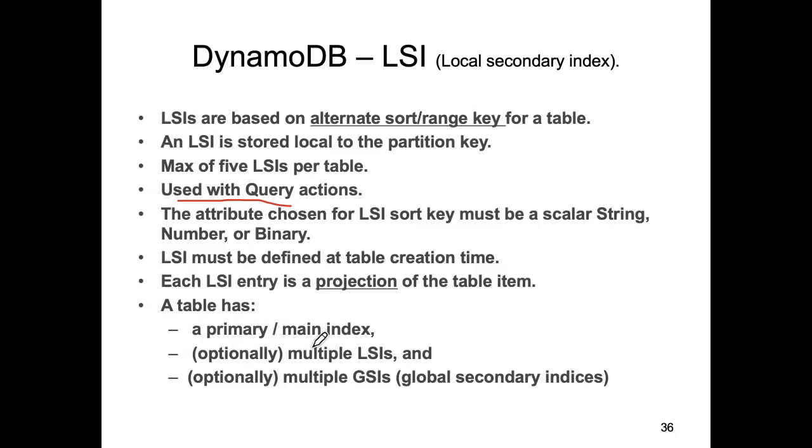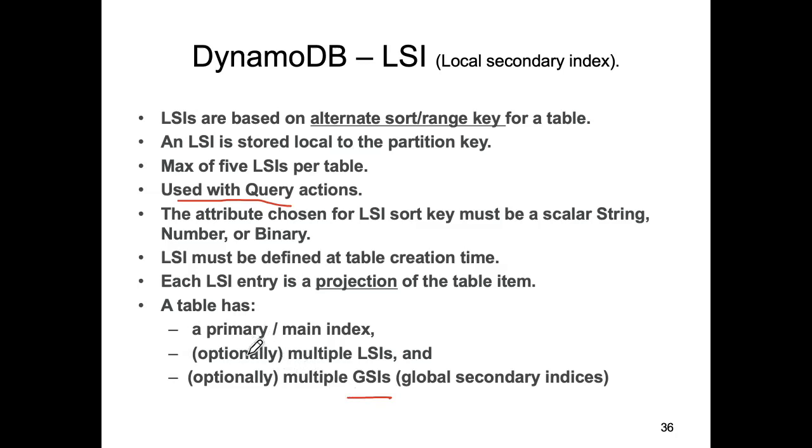It can have optionally a number of local secondary indices. And there's also something called global secondary indices, GSIs, which we won't look at, but that's an option as well. GSIs, though, are different from LSIs in many ways, one being that GSIs are not stored locally on a partition because global secondary indices relate to items across partitions, so they're not as efficient as LSIs.